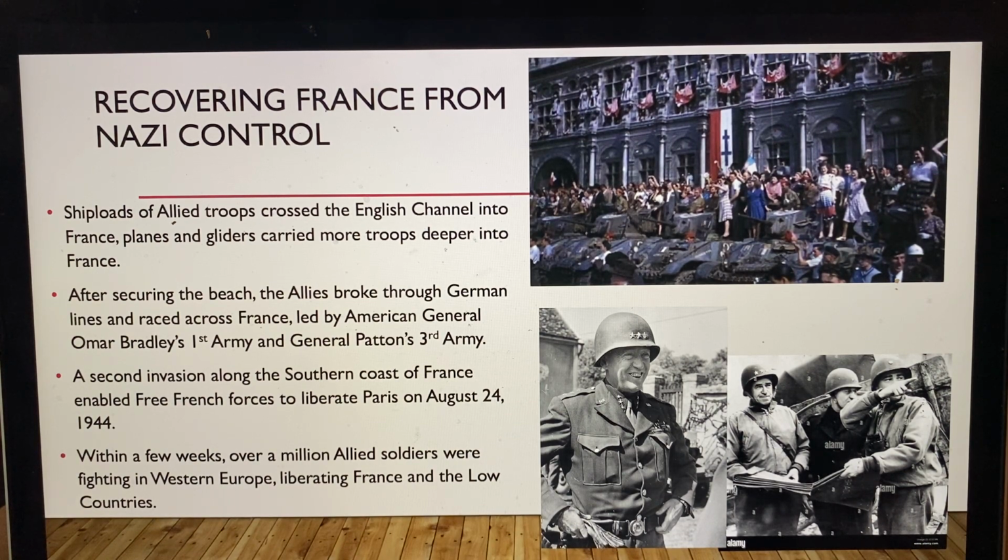So after securing the beach at Normandy, the Allies broke through the German lines and raced across France, led by American General Omar Bradley's First Army and General Patton's Third Army. So here we have pictures of Patton and Omar Bradley as generals, American generals coming in to France to help the French get loosed of the bondage of the Nazis.